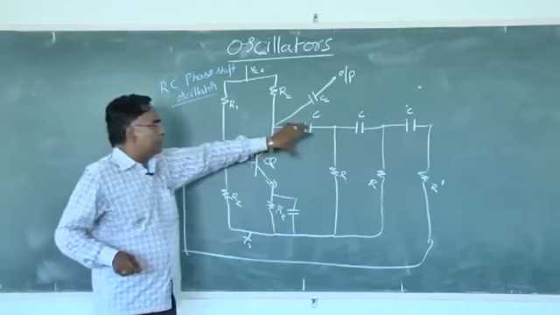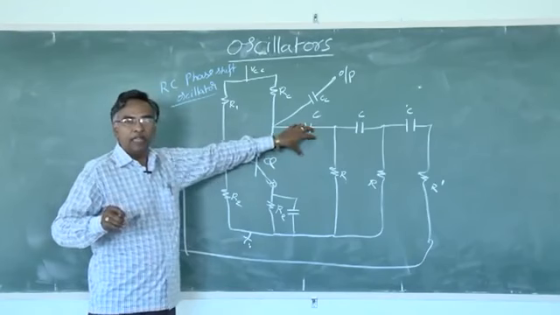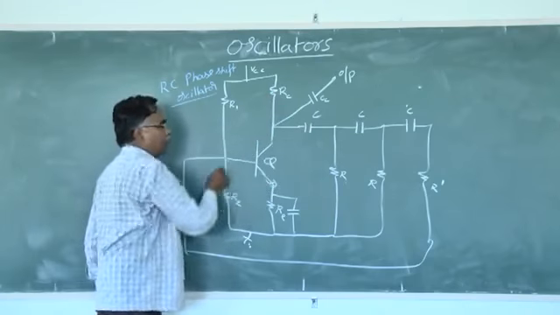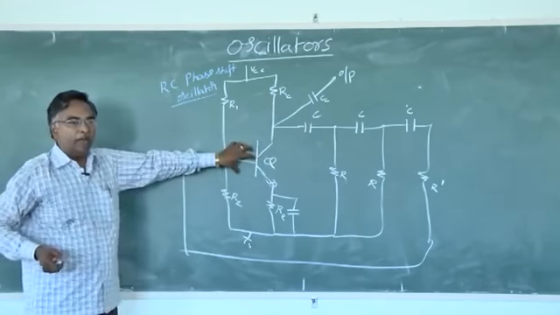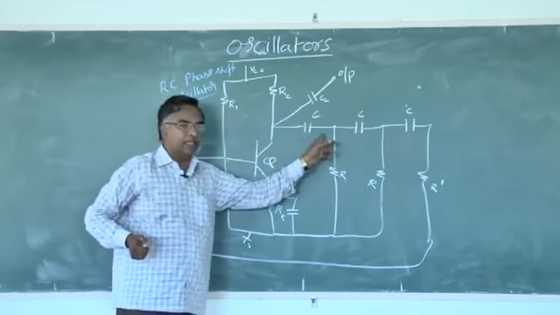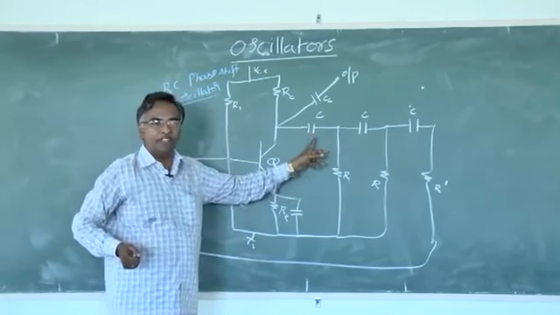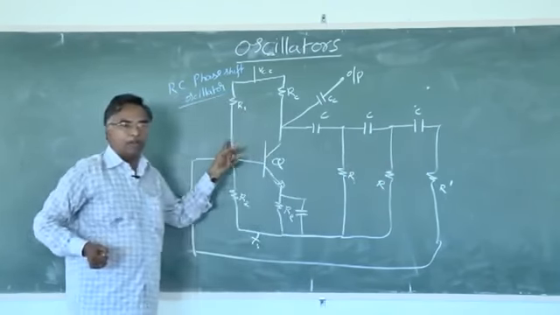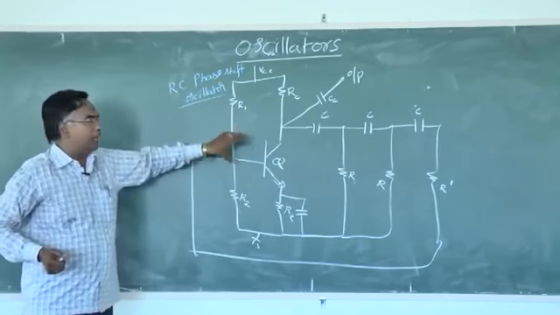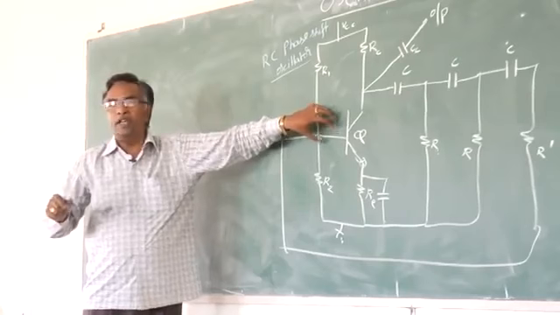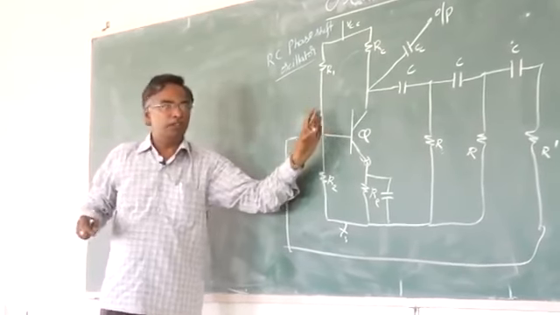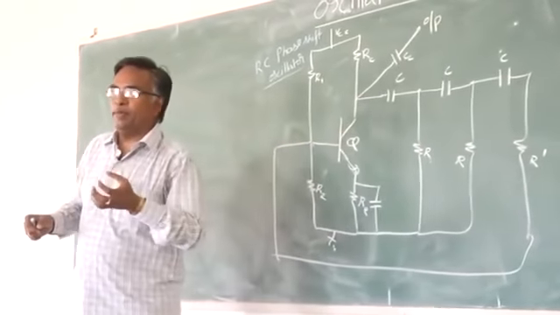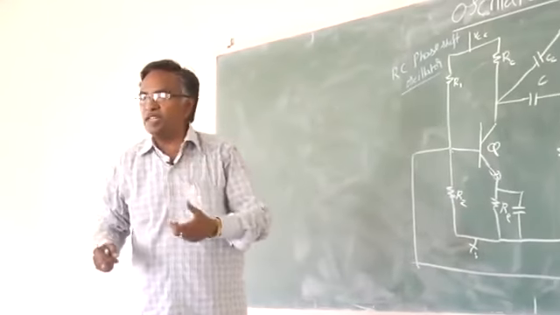For producing oscillations, the overall phase shift must be equal to 0 degrees or 360 degrees. The amplifier produces 180 degrees, and one more 180 degrees is produced by the 3 RC sections. Each RC section produces a maximum phase shift of 60 degrees, 60 plus 60 plus 60, that is 180 degrees, and with the amplifier's 180 degrees, totally it is 360 degrees. That is the requirement for producing oscillations.